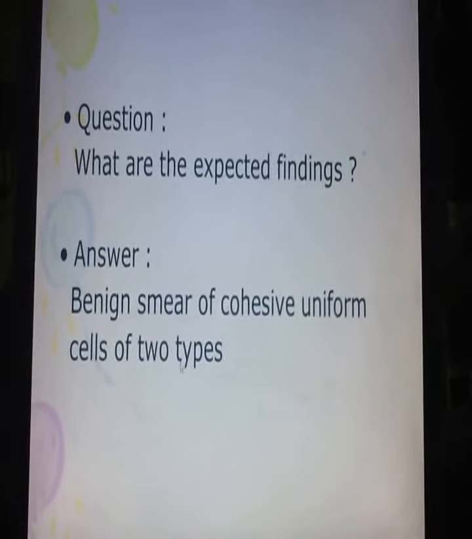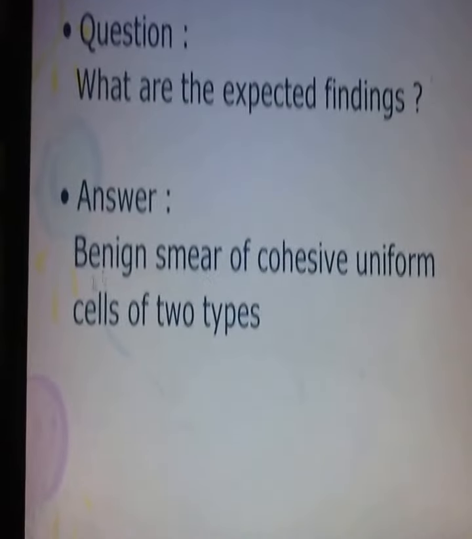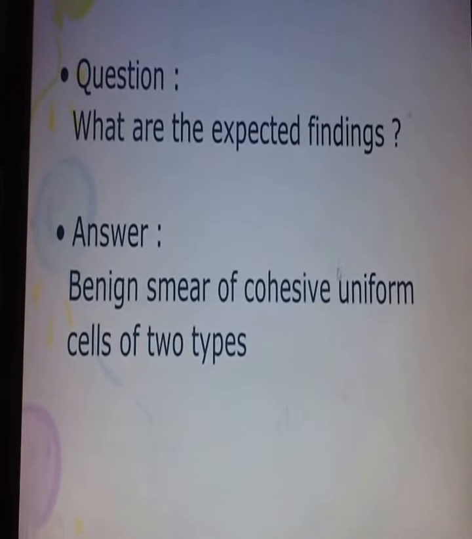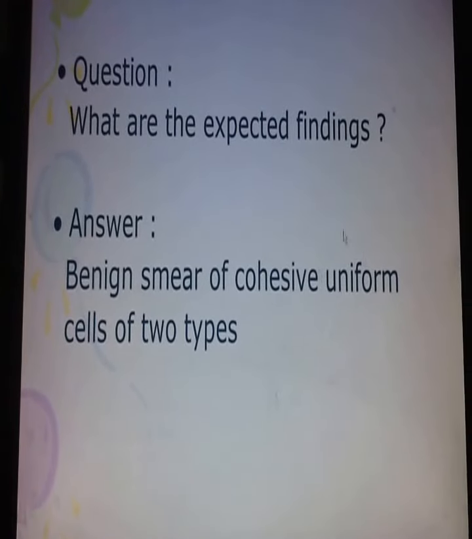Well, it showed this cohesive cluster of cells, uniform cells. The image is not that clear, I know, but the findings were benign smear of cohesive uniform cells of 2 types. So we had a benign smear, no signs of malignancy in those cells. They were cohesive, attached to each other, uniform, same size, same shapes, and 2 cell types.